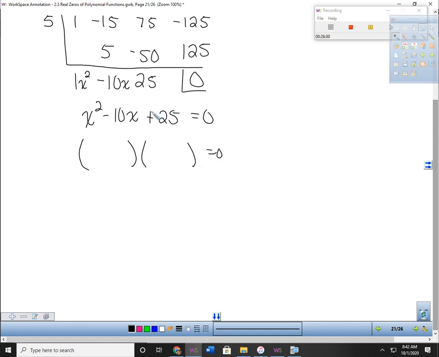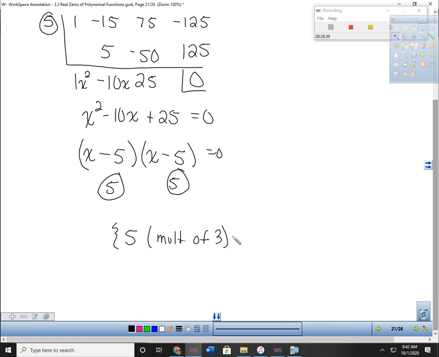I have a plus at the back, which means I look up front, and I have 2 minus signs, x and x. And then what multiplies to make 25 and adds to make 10? That would be 5 times 5, right? And when the signs are the same and the numbers are the same, you don't have to worry about that. If I set these equal to 0, I'm going to get 5 here, right? I'm going to get 5 here. So I got 1 5, 2 5, 3 5s. So that would be 5, and then you would have to say multiplicity of 3. Okay.